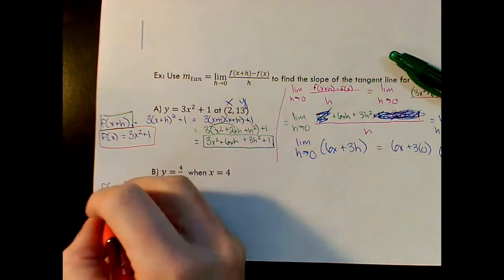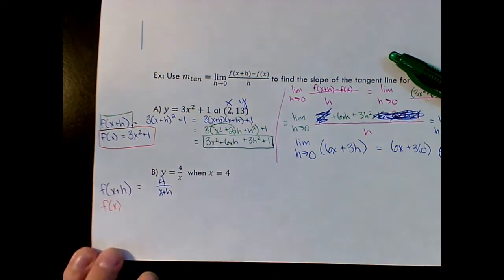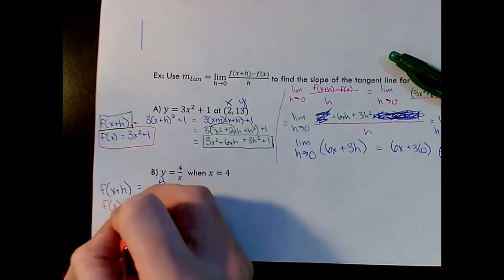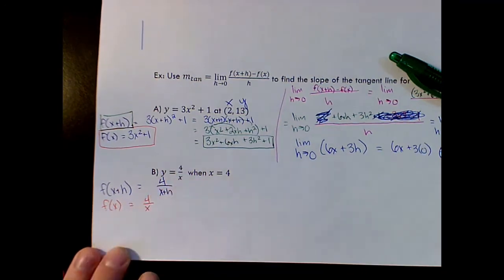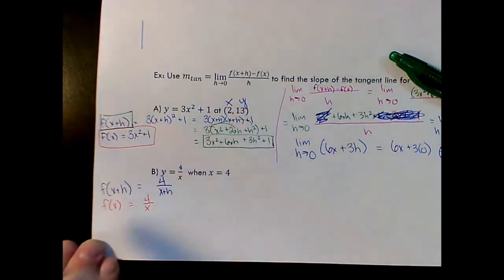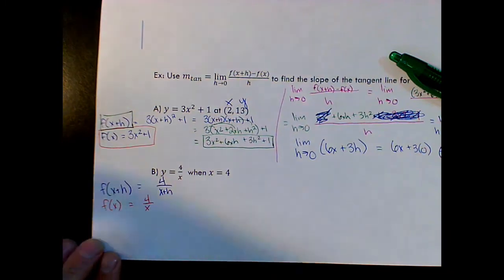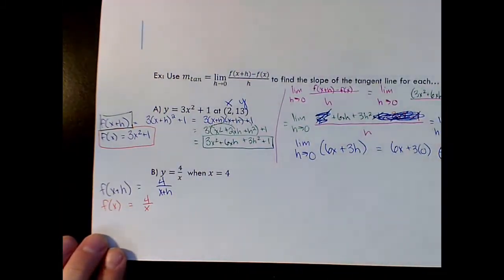f of x is just 4 over x. Every time that I do this, I reuse the original equation that I'm given. Now that I know that, the setup here is a whole lot easier than the setup there. However, finding the limit may not be easier. I guess there's only one way to find out, and that's to do the problem.